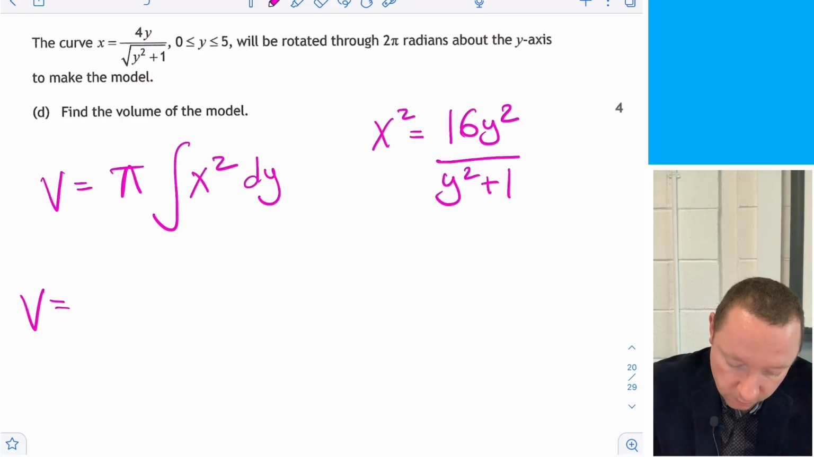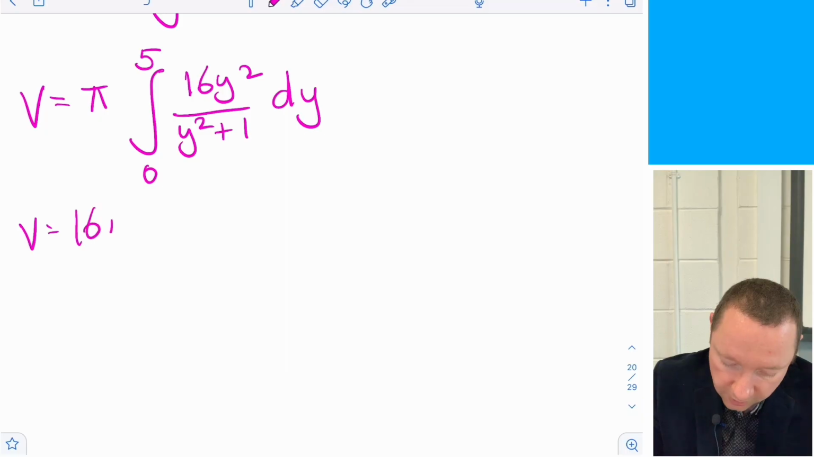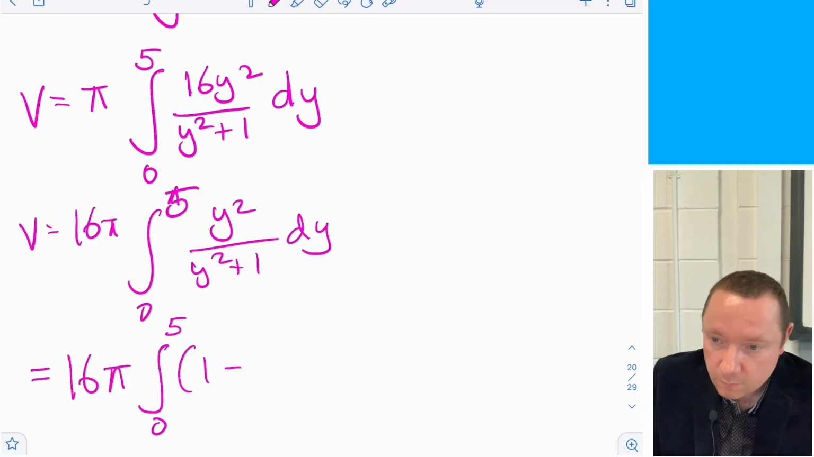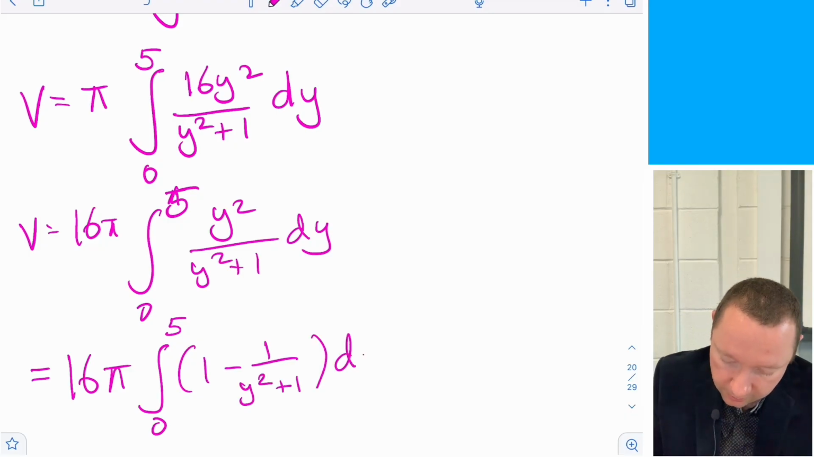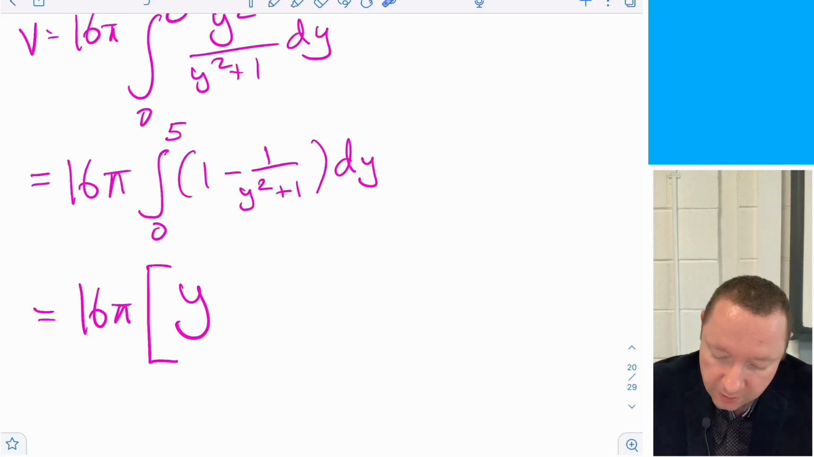So our volume is equal to pi times the integral between 0 and 5 of 16y squared over y squared plus 1 dy. The volume is 16 pi, the integral between 0 and 5 of y squared over y squared plus 1 dy. That's 16 pi, the integral between 0 and 5 of 1 minus 1 over y squared plus 1 dy. So we can now directly integrate it. We've got 16 pi, 1 becomes y. And if you look at the start of the exam paper, that's the inverse tan. So it's the inverse tan of y.